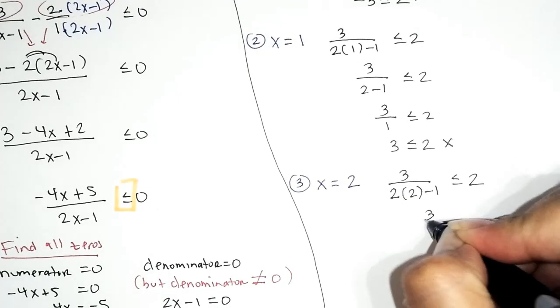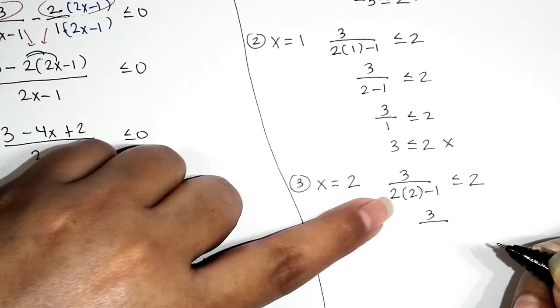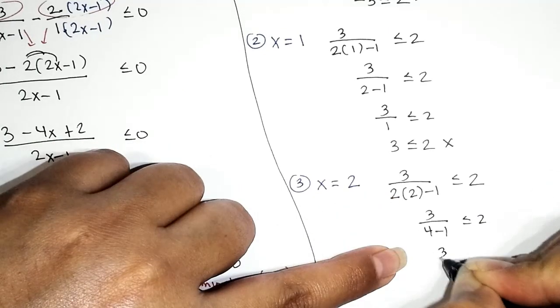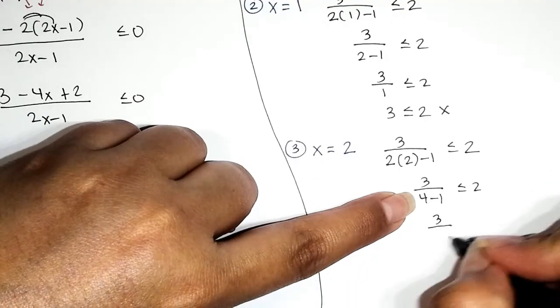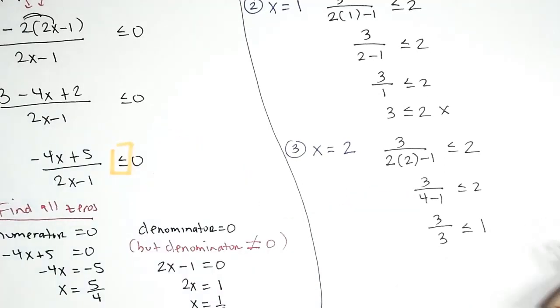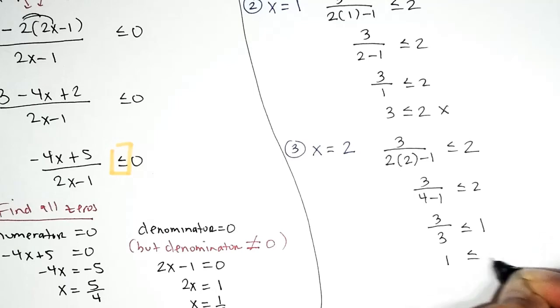So we have 3 over product of 2 and itself is 4. Difference of 4 and 1 is 3. Quotient of 3 and itself is 1. I don't know why, I feel like I made a mistake. Did I make a mistake? No? Okay. Well, send me an email if I did.